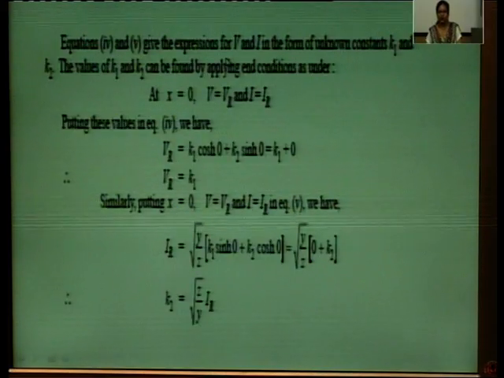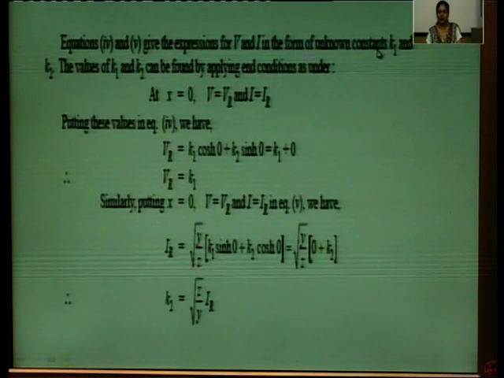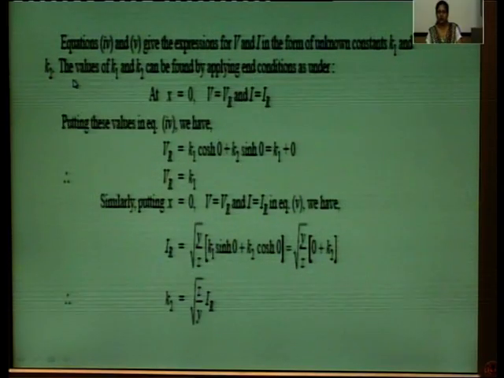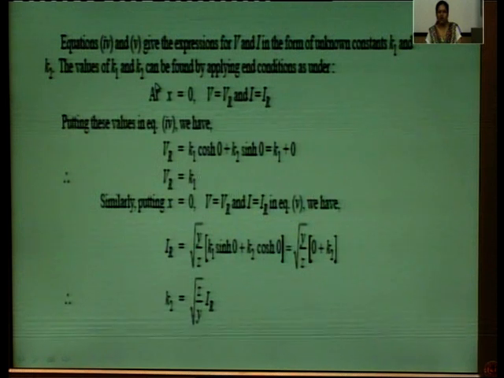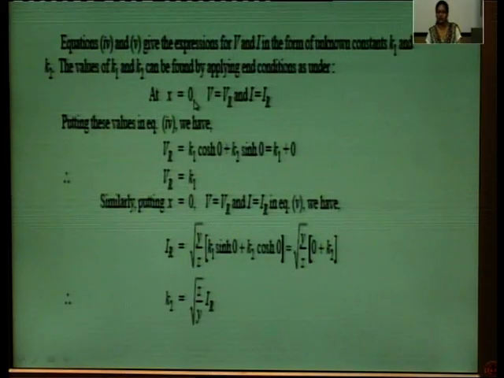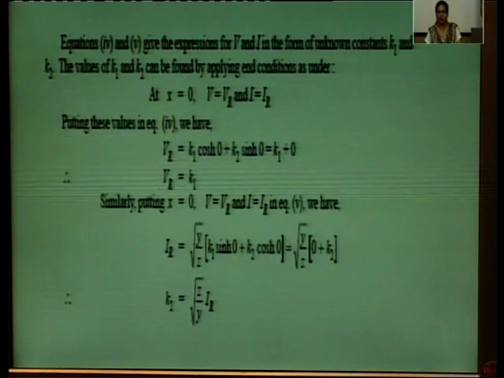Now, in equations number 4 and 5, the expressions for V and I are in the form of unknown constants k1 and k2. So, we have to calculate the values of these unknown constants k1 and k2. For that, we consider that at x equal to 0, that is at the receiving end, because we have marked the distance x from the receiving end. So, at x equal to 0, we are at the receiving end. V, the voltage, is equal to VR, and I is equal to IR.